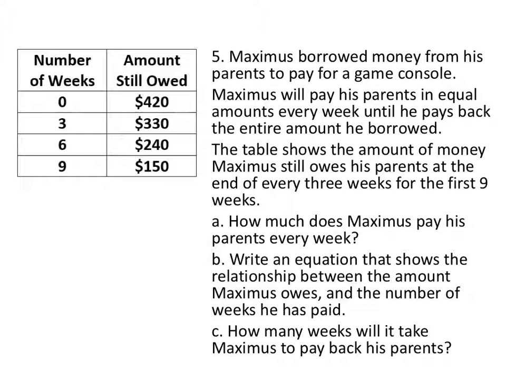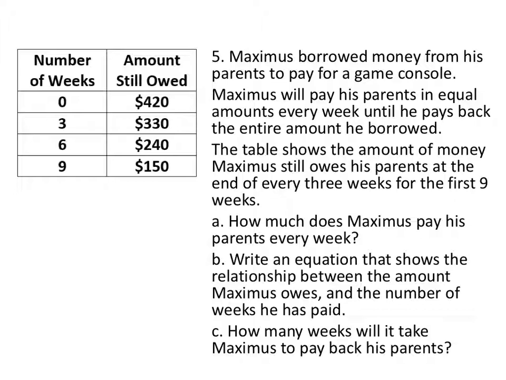Alright, then number 5. Maximus borrowed money from his parents to pay for a game console. Maximus will pay his parents in equal amounts every week until he's paid back the entire amount he borrowed. The table shows the amount of money Maximus still owes his parents at the end of every 3 weeks for the first 9 weeks. Part A, how much does Maximus pay his parents every week? This is the slope on this one.